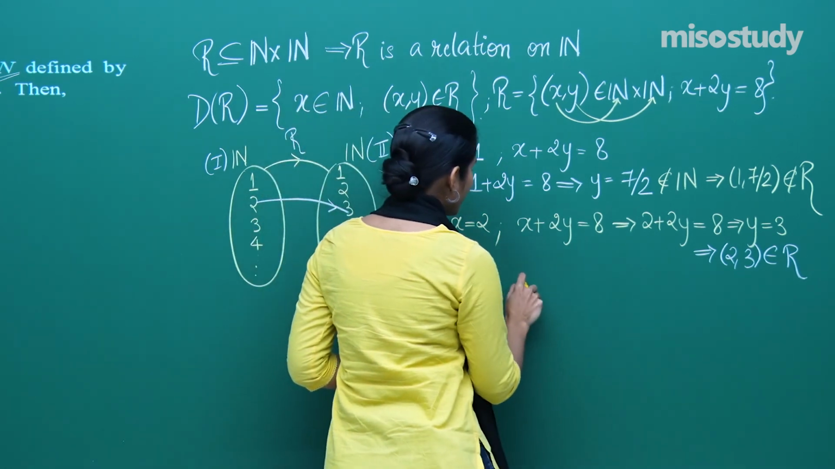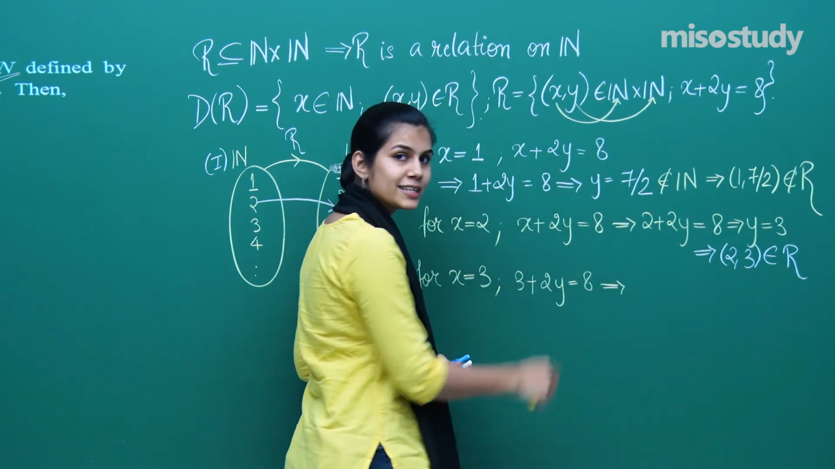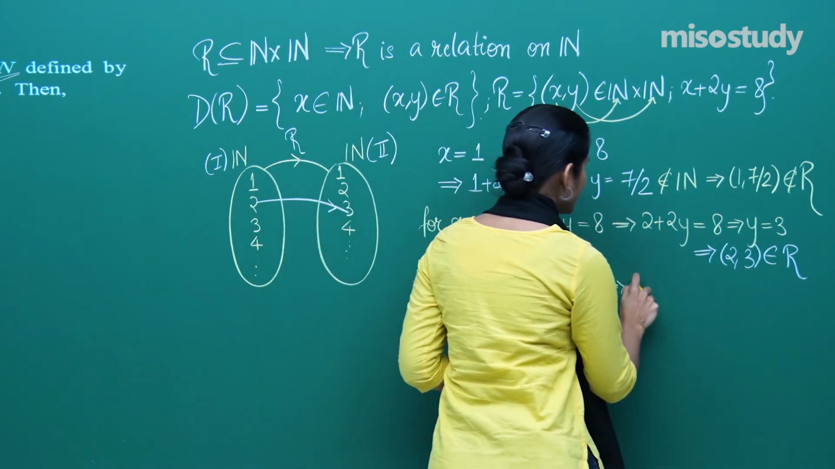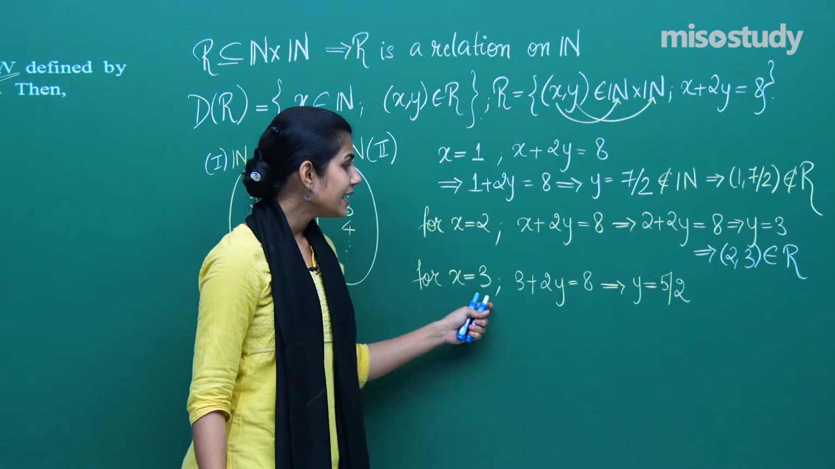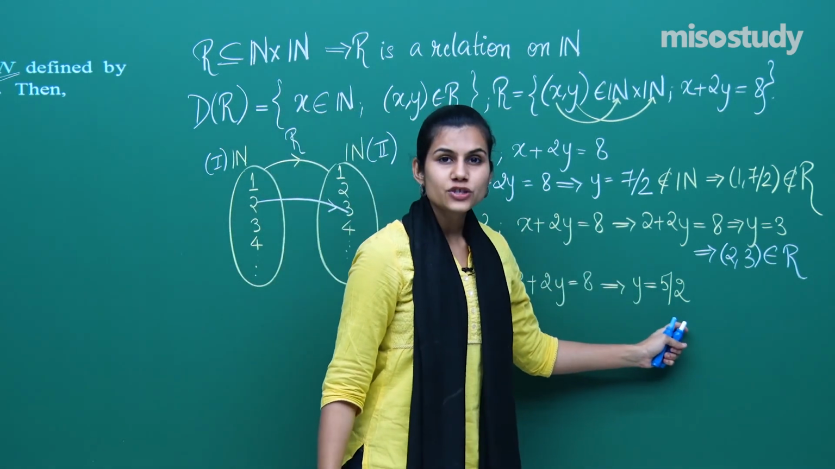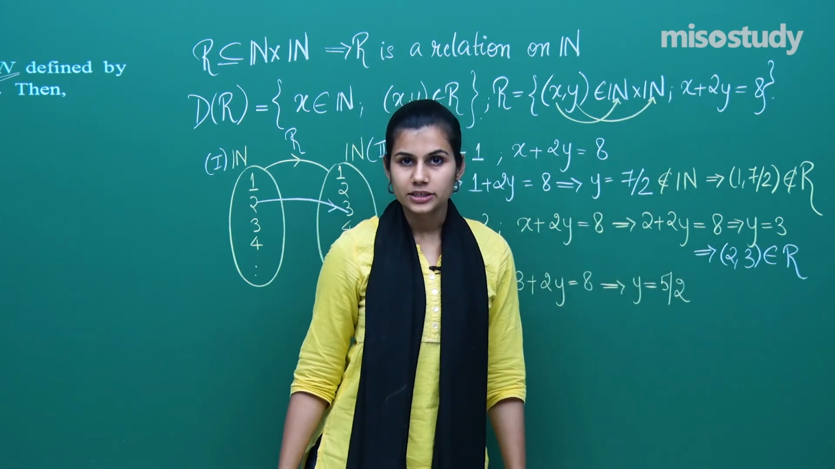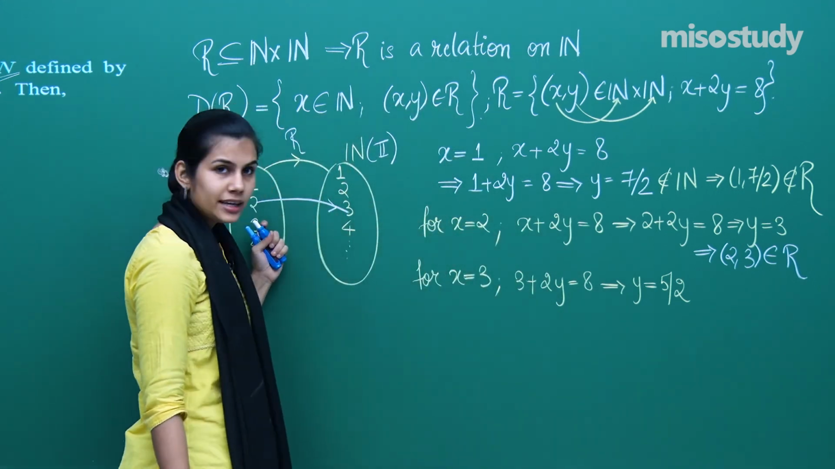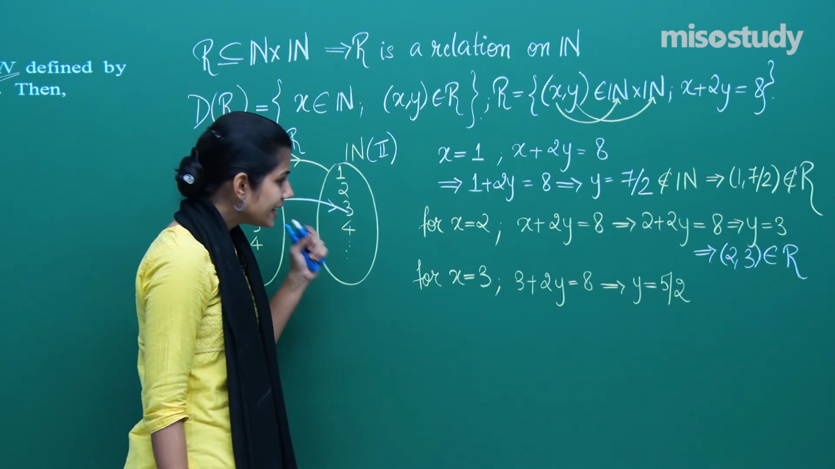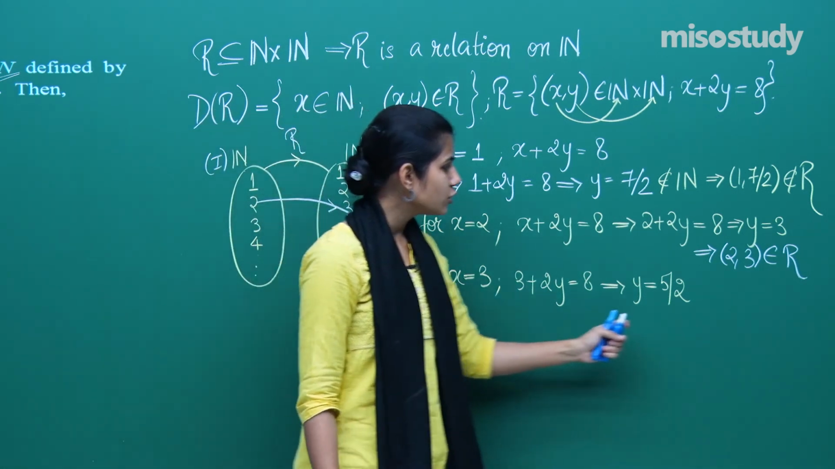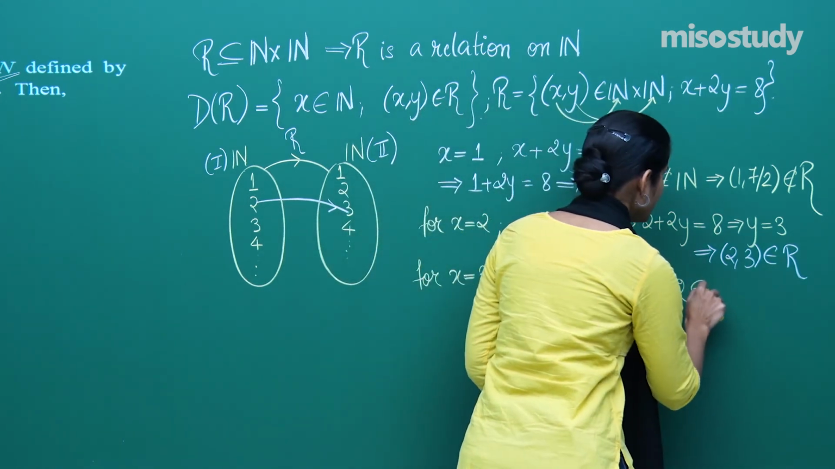For x equals 3, I want 3 plus 2y equals 8, which implies 8 minus 3 is 5. So you get y equals 5 by 2. That means 3 is giving rise to y equals 5 by 2, which satisfies x plus 2y equals 8. That means 3 is not related to any of the natural numbers in the second set. It is satisfying the relation with 5 by 2 acting as y, but 5 by 2 is not a natural number.